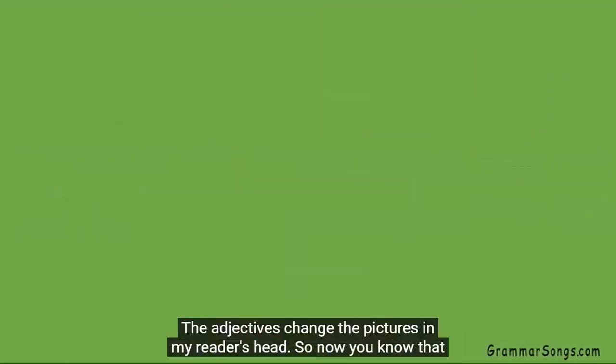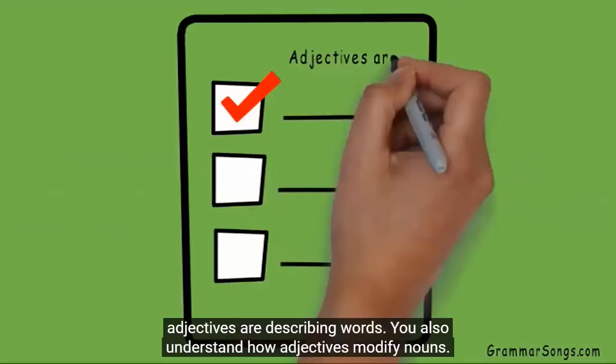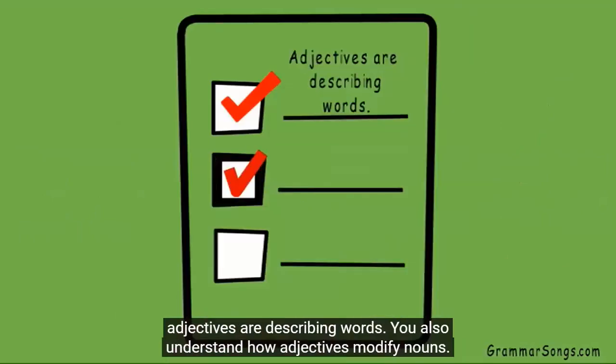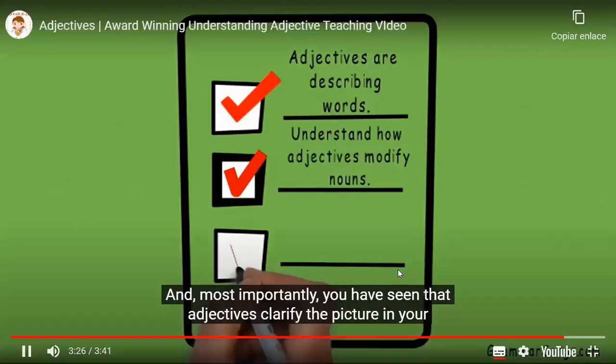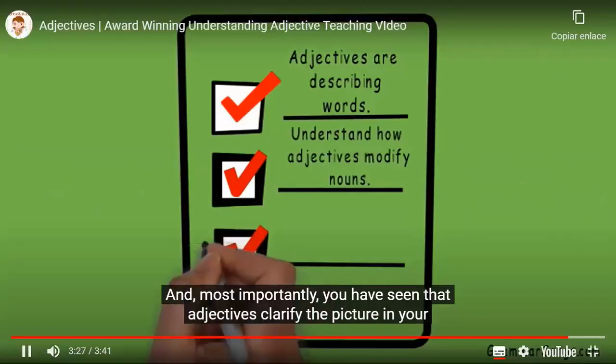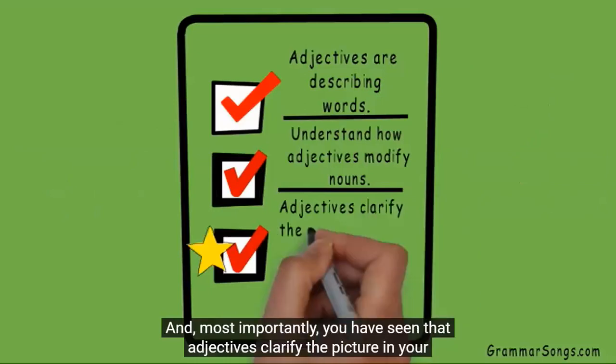So now you know that adjectives are describing words. You also understand how adjectives modify nouns. And most importantly, you have seen that adjectives clarify the picture in your reader's head when you write.